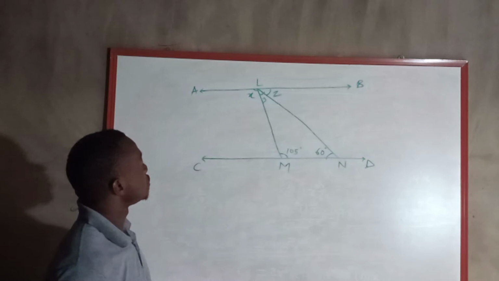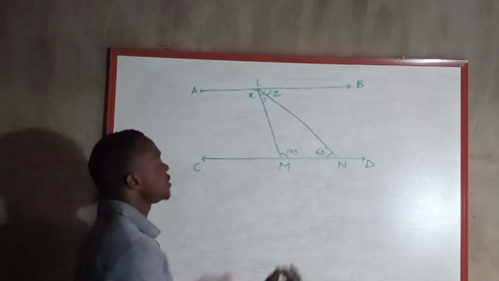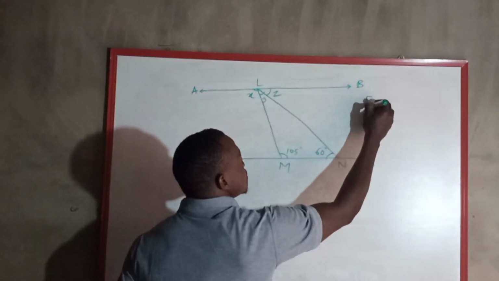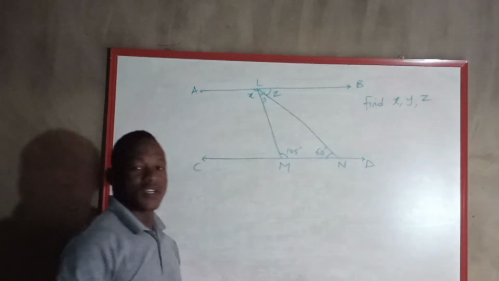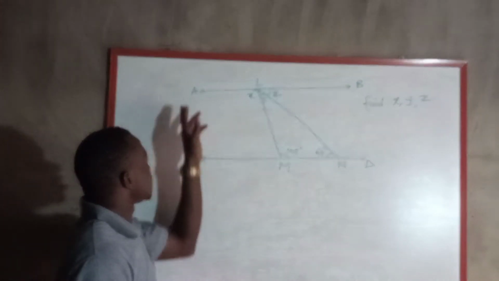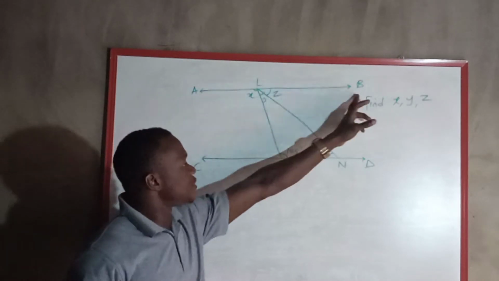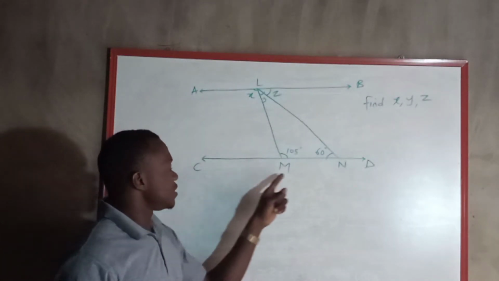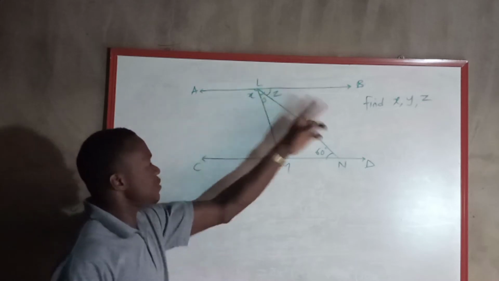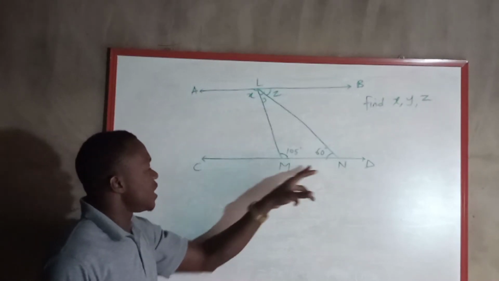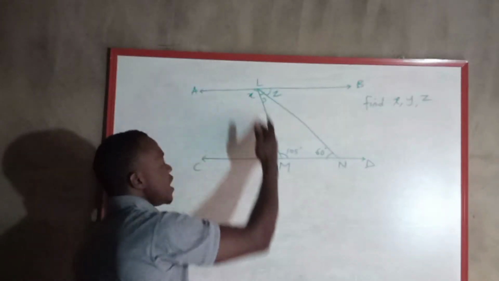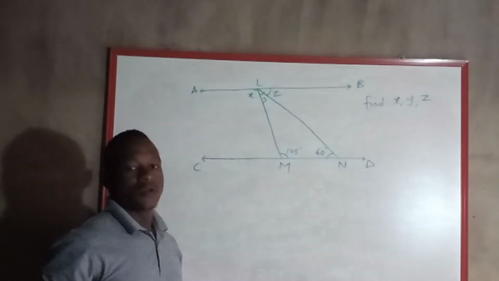Today we have a question that says we should find x, y, and z. We're given these parameters: line AB and line CD, and we're given this triangle LMN. This is the triangle LNM.